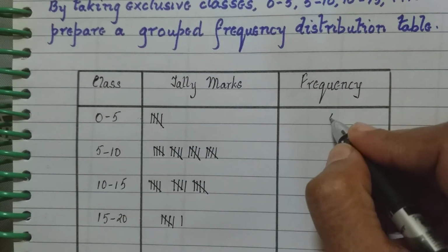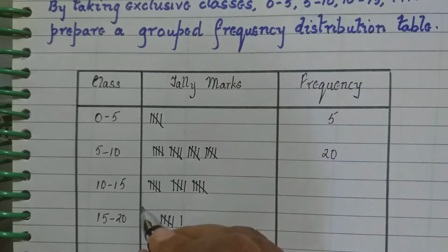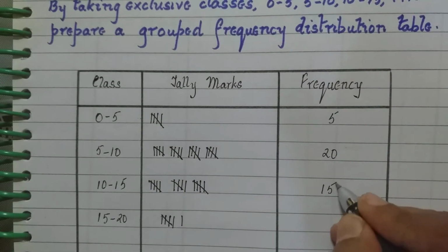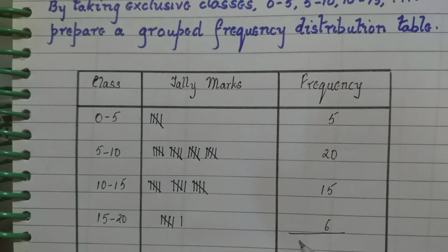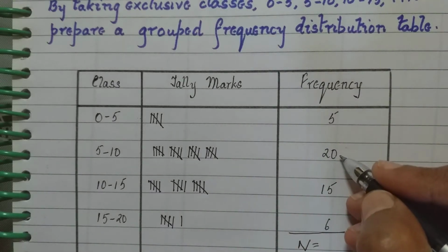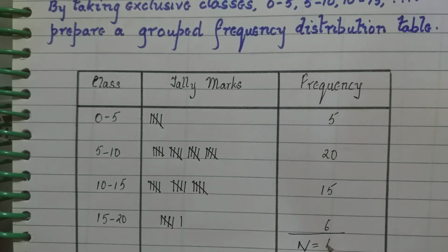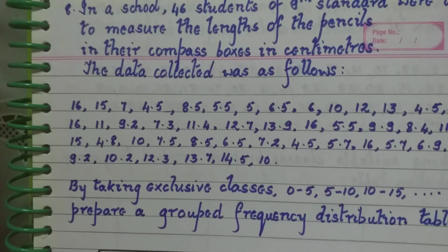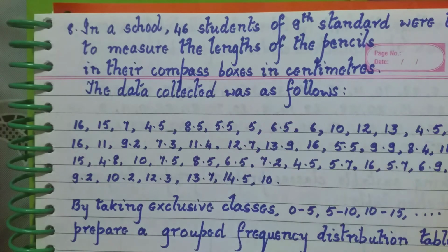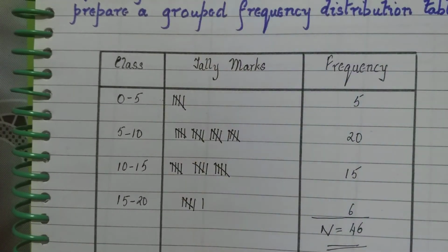Here we have 5, 5, 10, 15, 20. So we have 20. 5, 10, 15, that is here. 5 plus 1 is 6. So now we get the total here. N is equal to, we add 5 plus 20, 25, 25 plus 15, it is 40. 40 plus 6 is 46. Let us see whether they had given us 46 as the number. See, 46 students of 9th standard were considered. Therefore, this table is right.